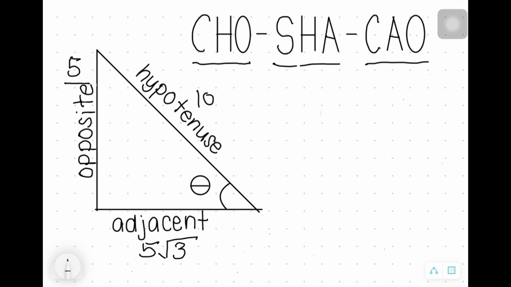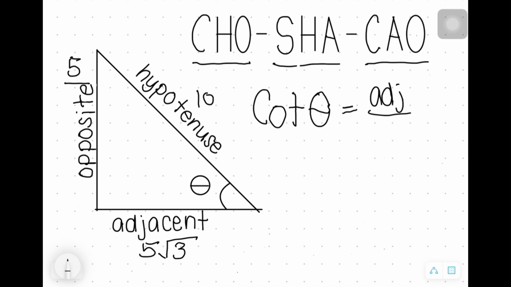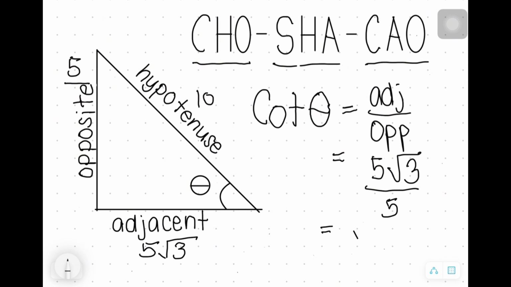Lastly, let's solve for the cotangent of theta. Looking at the triangle, the adjacent side is 5 square root of 3 and the opposite side is 5. So cotangent of theta is equal to 5 square root of 3 over 5. Simplifying, we get square root of 3.